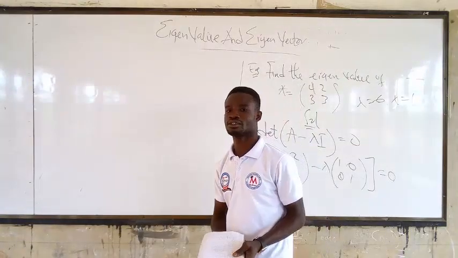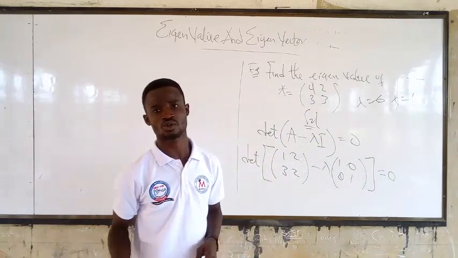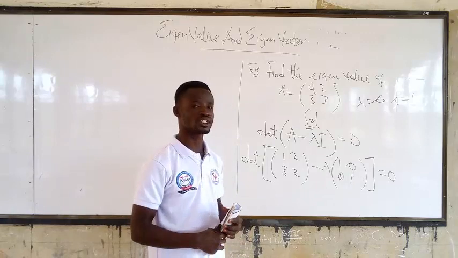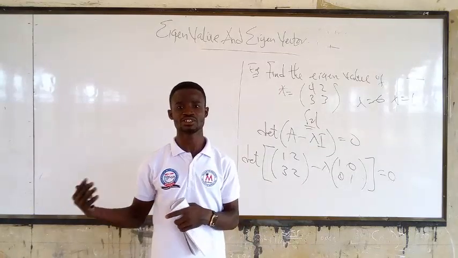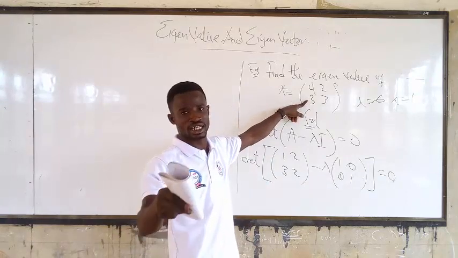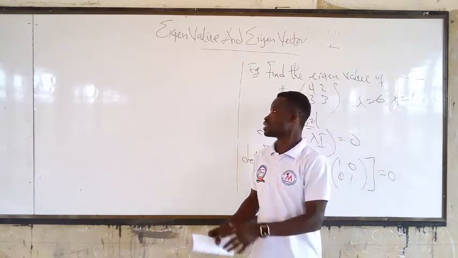Alright, welcome back. Now that we know how to find the eigenvalue, we can go and see how we find the eigenvector. Because it's the eigenvalue you use to find the eigenvector. So I told you to pause the video and try this. I hope you did that. And you get lambda equal to 6 and lambda equal to 1.